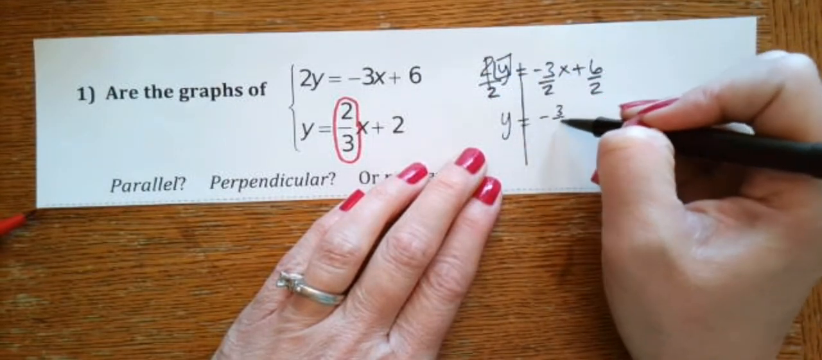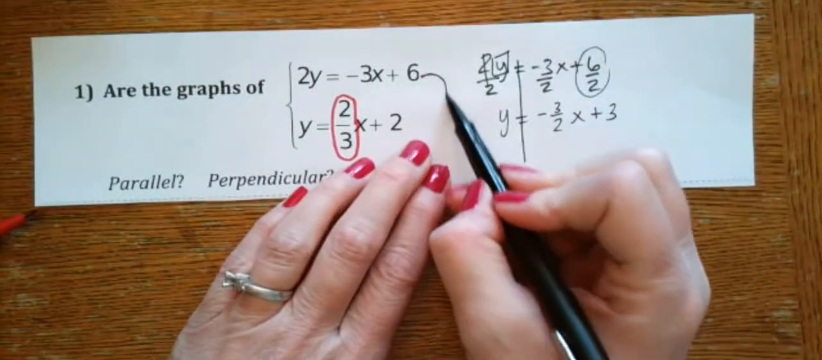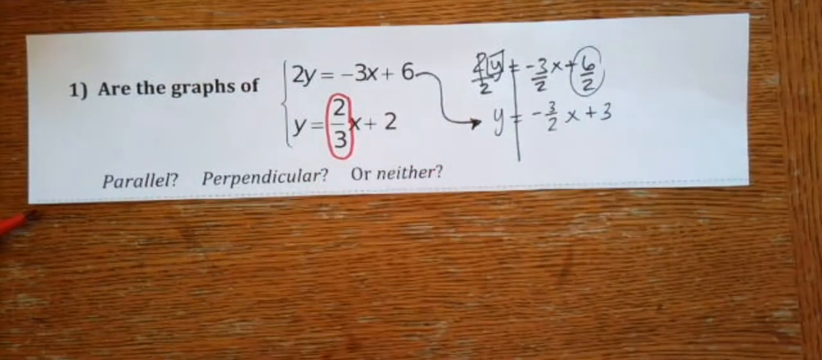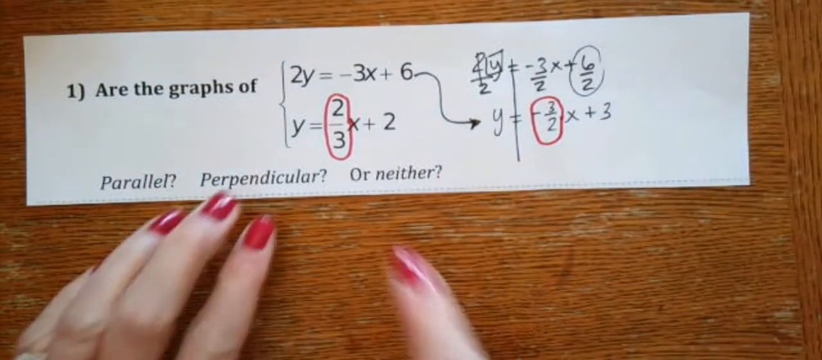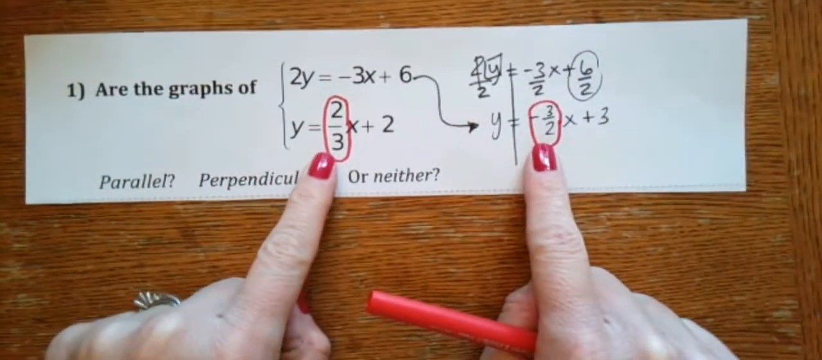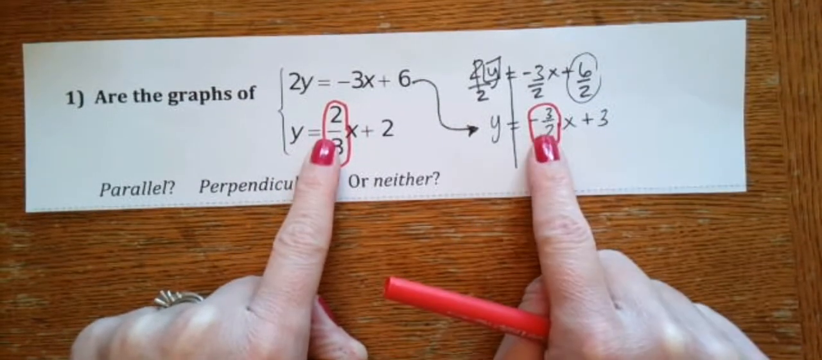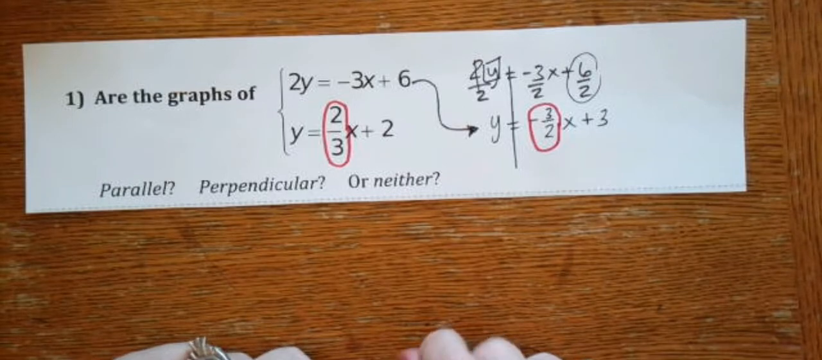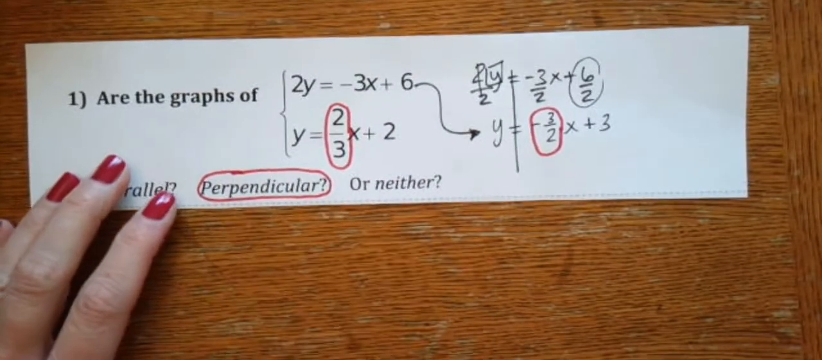So I have negative 3/2 x, and then the y-intercept would be plus 3. So I just took this equation and rewrote it so that it is in the form where I can tell the slope. The slope of this one right here is negative 3/2. So we've got a positive 2/3 and a negative 3/2. Well, they can't be parallel because they're not the same. But let's check perpendicular. They are opposites of each other. One's positive, one's negative. Are they reciprocals of each other as well? Yes, they are. So for this one, these lines are perpendicular. They're going to intersect at a perfect 90 degree angle.